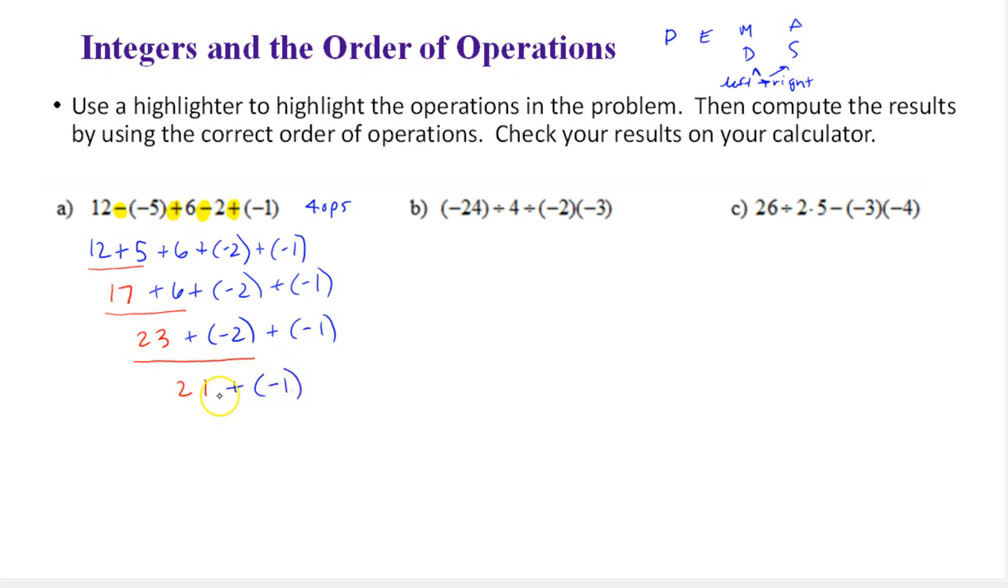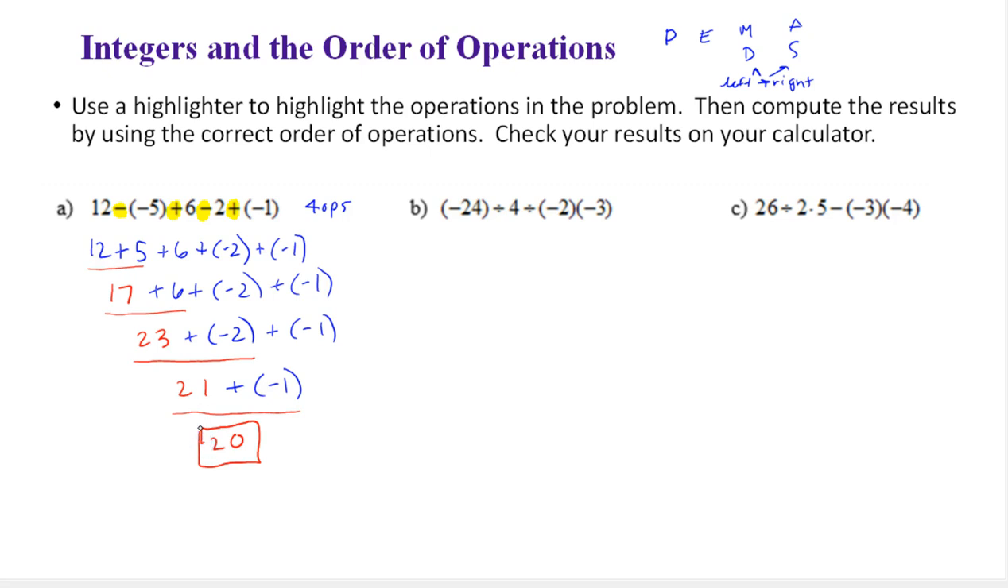And finally, we have 21 plus negative 1. The signs are different, so we'll subtract. 21 minus 1 is 20. And since 21 is larger and it's positive, our result is positive.